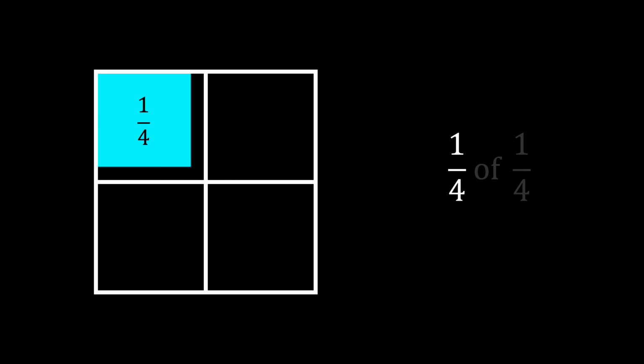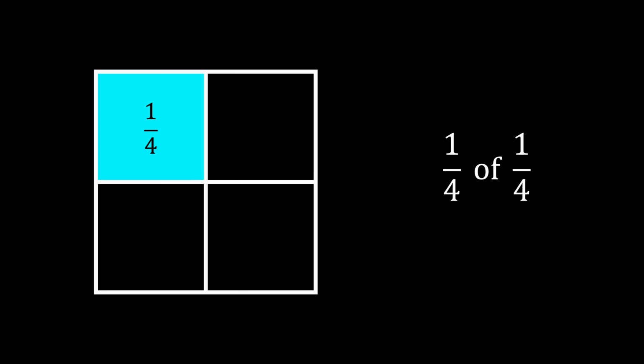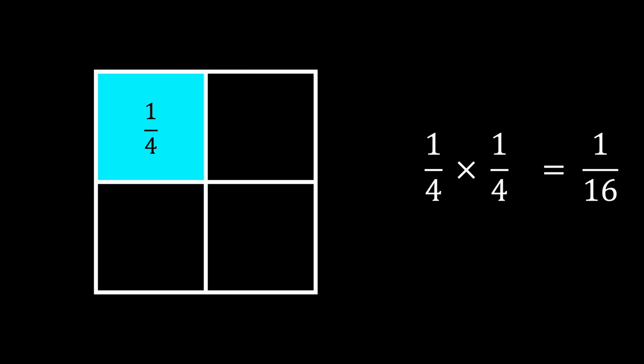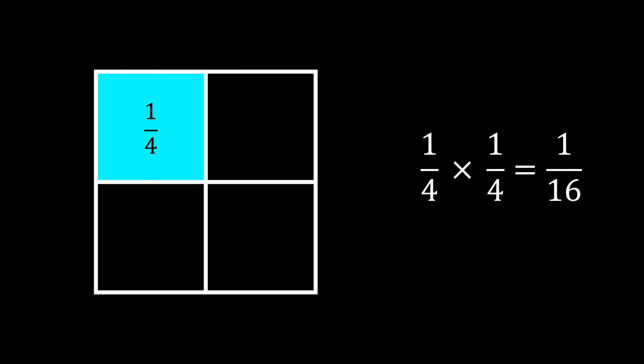Geometrically, what have we done? We've found a quarter of a quarter. And the way you calculate a quarter of a quarter is simply 1/4 multiplied by 1/4 equals 1/16. That's the idea behind multiplying probabilities, and it works for any probabilities, not just neat fractions.